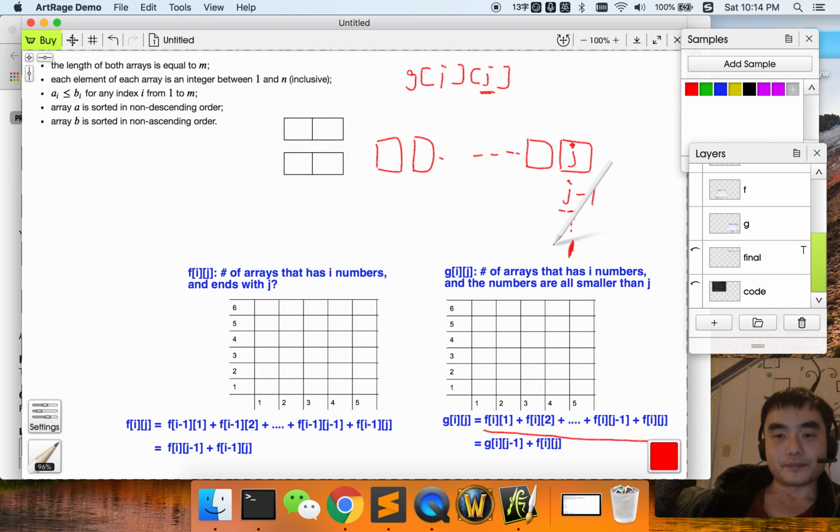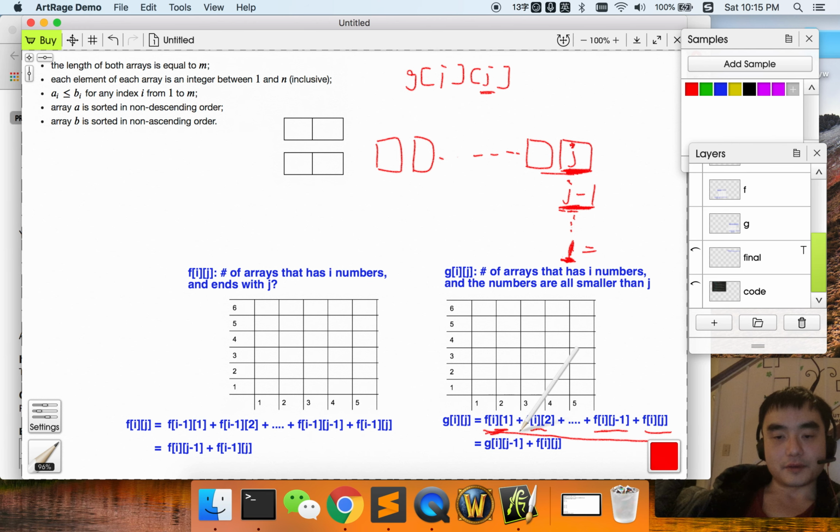And the possibility of this guy happens to equal to fi1, right? Because we have I slots and the array ended with 1, right? And we can find out all of their correspondence, right? For example, this guy, we have I numbers and ended with j minus 1 equals to this guy, right? And this guy equals to the possibilities of this kind of array equals to fij, right?